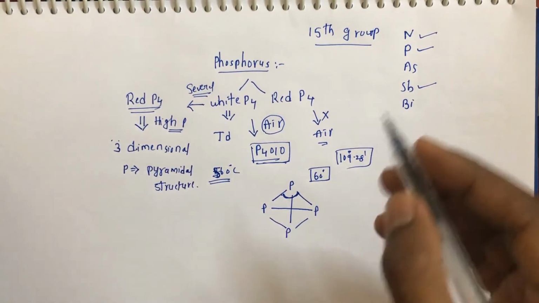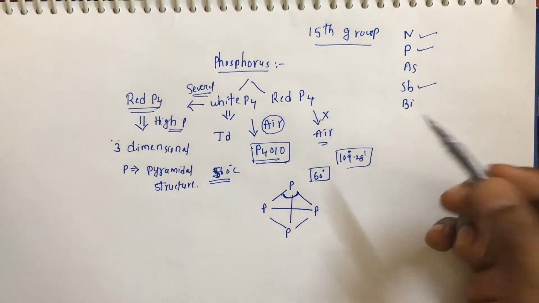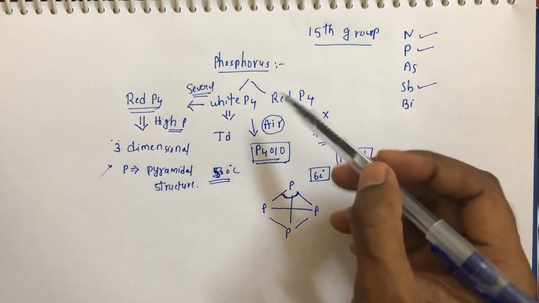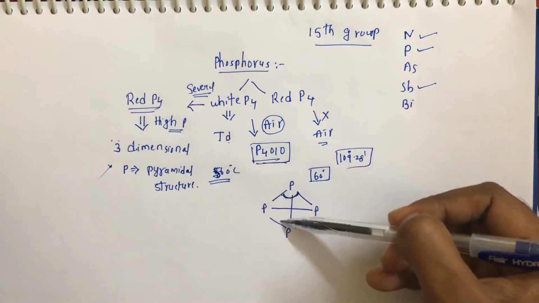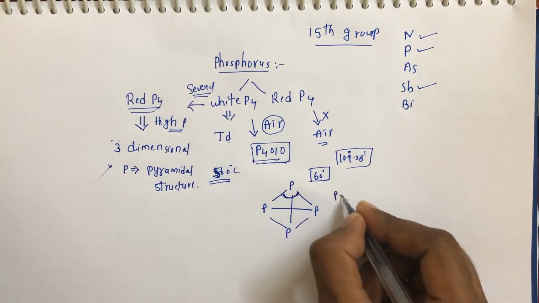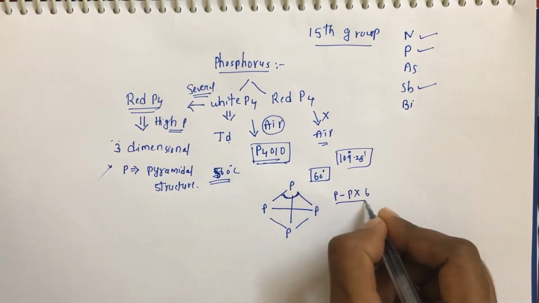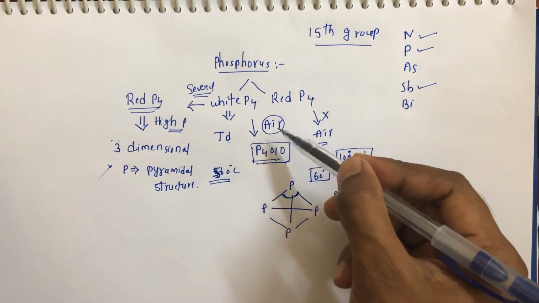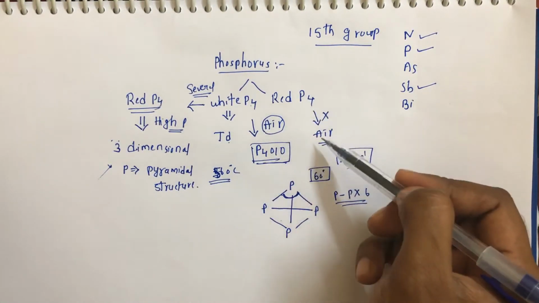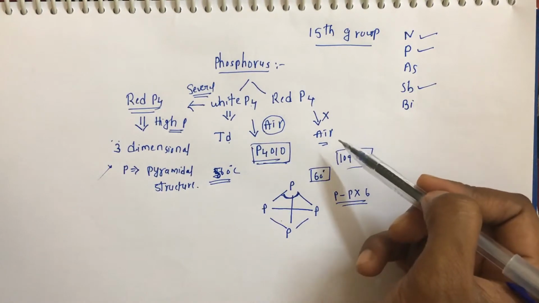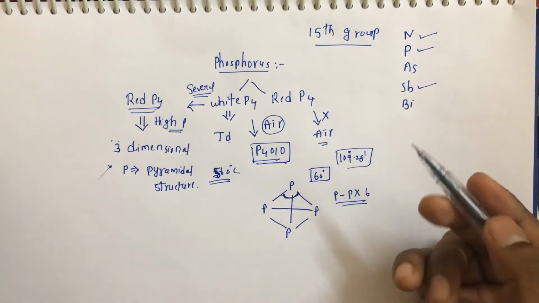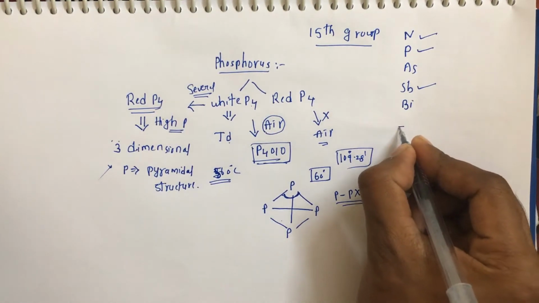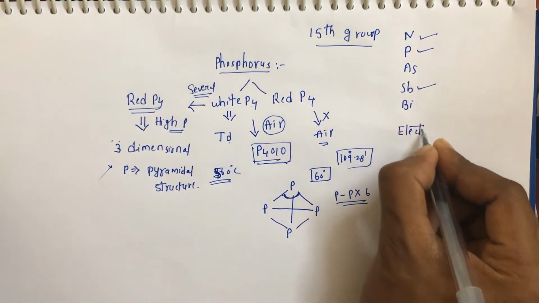So till now, the less important points are these. The important points are that white phosphorus exists in a tetrahedral shape with a total of 6 P-P bonds, and upon treatment with air it forms P4O10, while red phosphorus forms nothing upon treatment with air. These are the important points till now. Now we'll go for electrical conductivity.